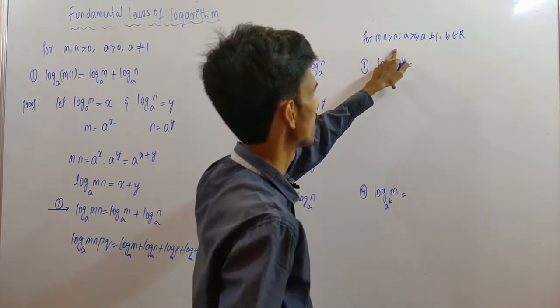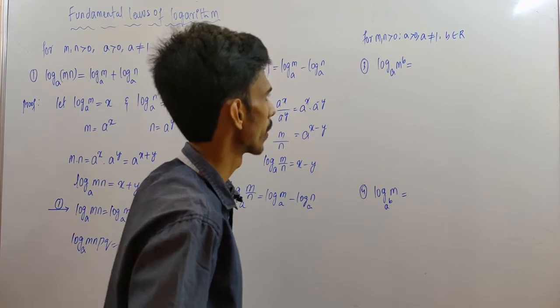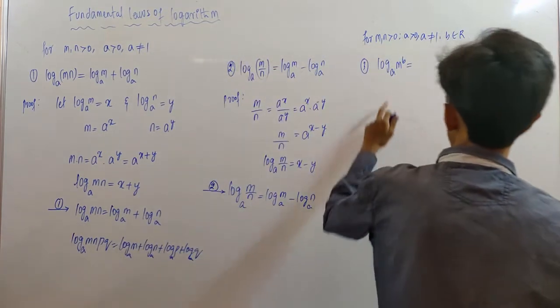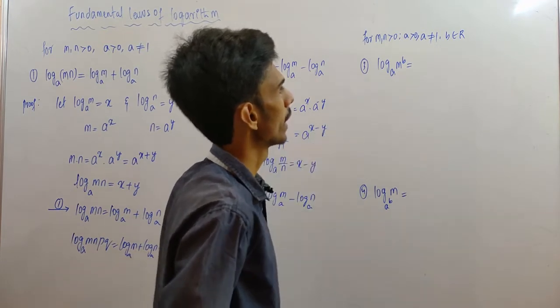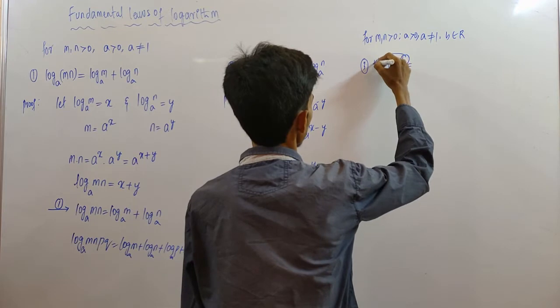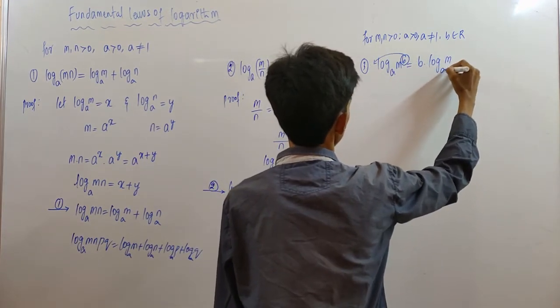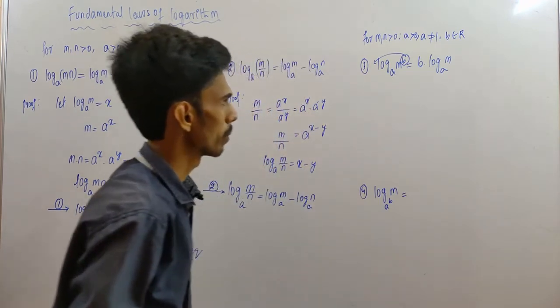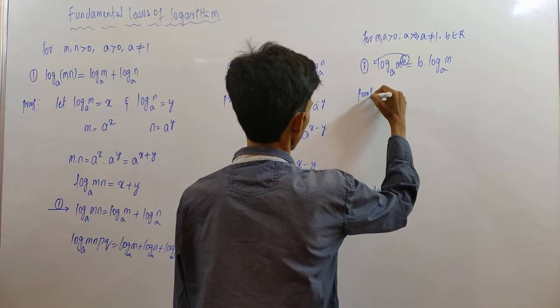For m, n greater than 0, a greater than 0, a not equal to 1, and b any real number, we have log of m power b to base a. So this power will come here, so it will become b into log m base a. We have to remember this formula. We can also prove it. Let us see the proof.